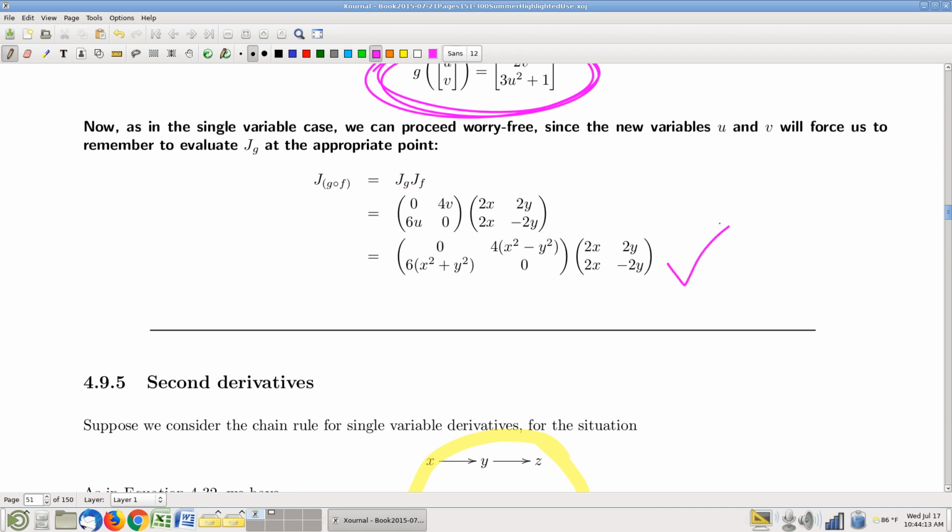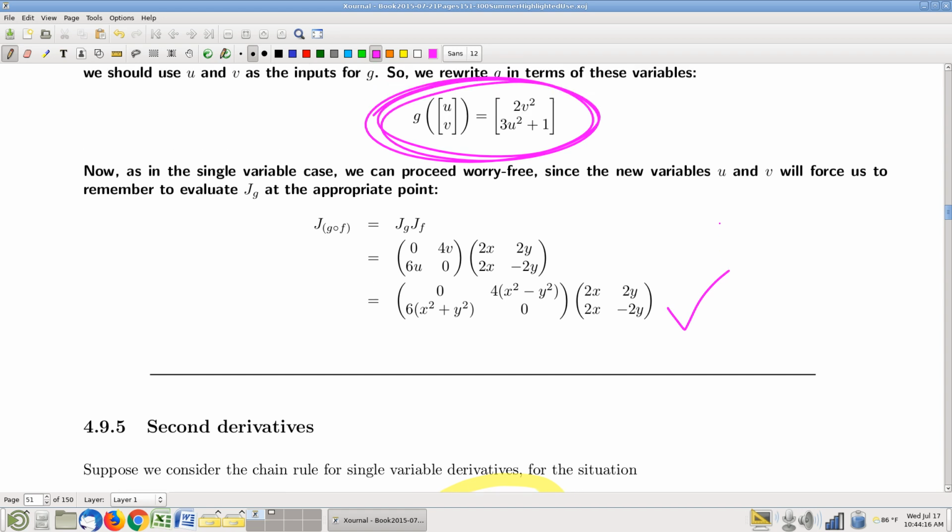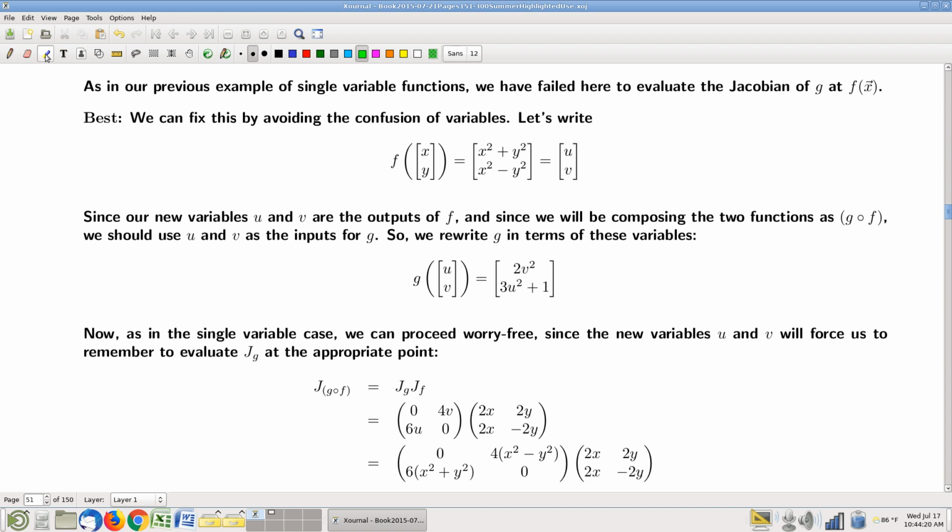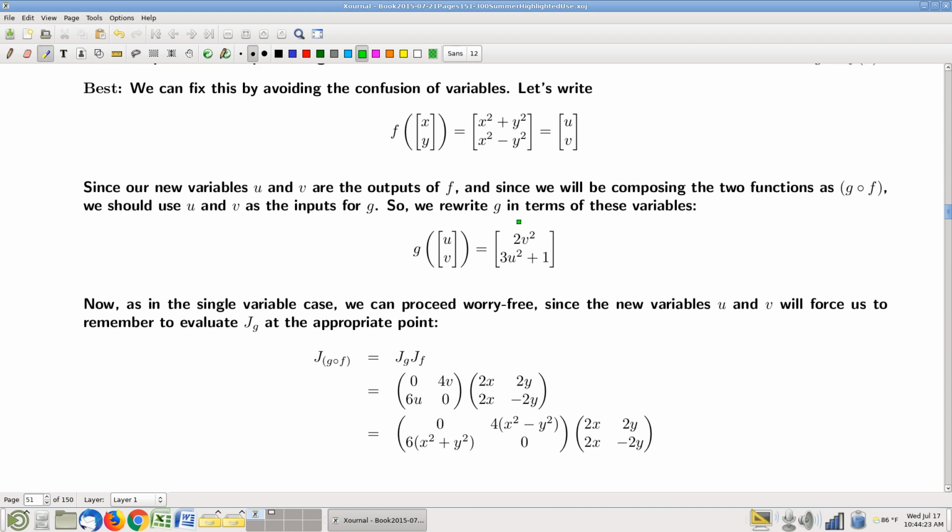There you go. And you can see here, right here, by the way, what do you plug in to where? Because g is a function of u and v, that means u and v are the outputs from f. That means u is that thing. You can see it right there in your formula for f. And then v is that thing, and that tells you what to plug in there.